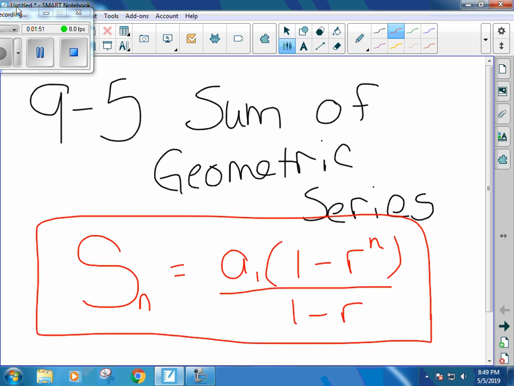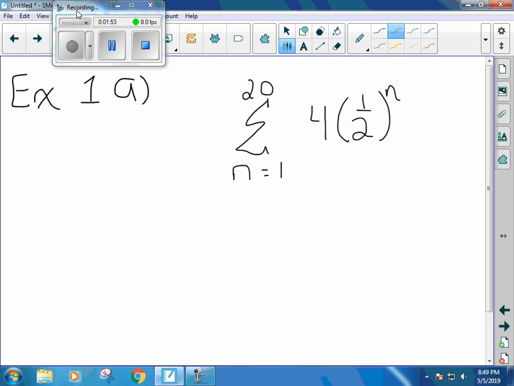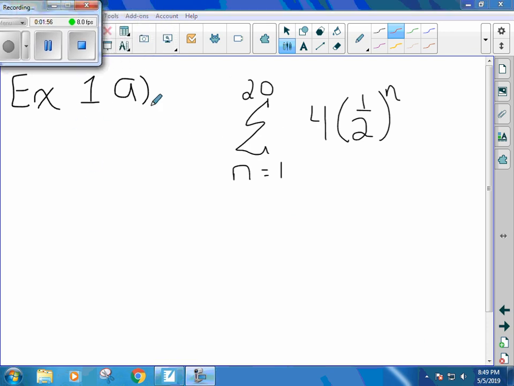Okay, let's try our first example. Example 1A. So just looking at this problem, without any type of directions, I know it's asking me for the sum of a series. I see the sigma symbol, which is how I know it means the sum. My first term, n, is going to be equal to 1, and then going up to the 20th term. So this tells me there are 20 numbers in my series.